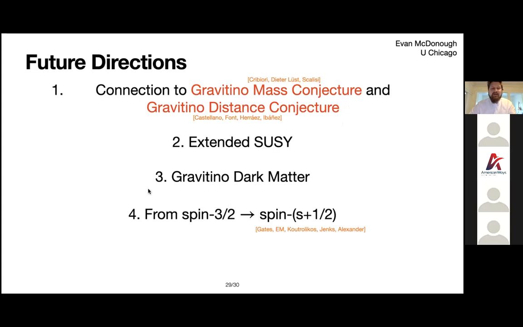Our initial goal, and what we're trying to do now, is studying gravitino dark matter and how the sound speed can enhance gravitino dark matter production. And then finally, going from spin 3/2 to arbitrary spin, in the spirit of the cosmological collider physics program, and the paper I wrote with Jim Gates and Stefan Alexander and Stefan's student Leah and Jim's postdoc Konstantinos on studying higher spin fermions and inflation and their imprint on the CMB.